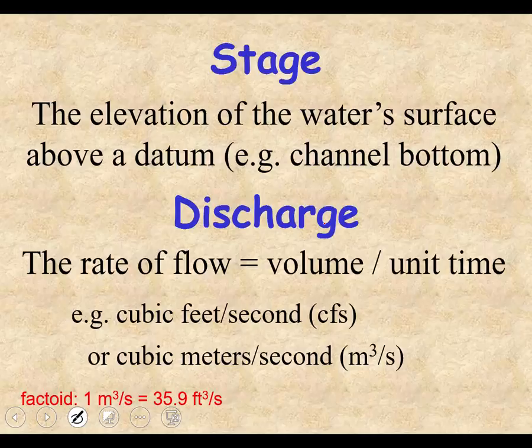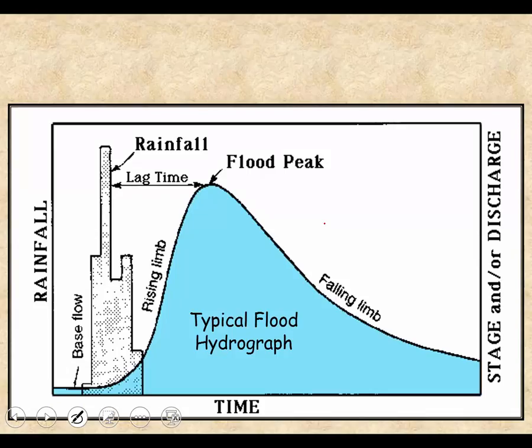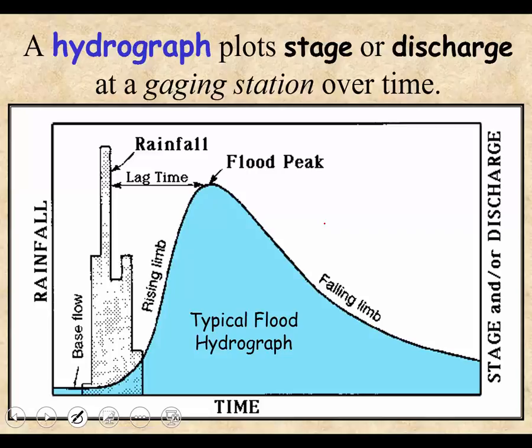Because if we know the stage at a particular place, we've got no way of predicting what that stage will be downstream. If we know the discharge at that place, we can predict the discharge and therefore the stage downstream. Okay, so we're going to be talking about discharge, even though really stage is the thing that maybe we're most interested in. So here we have a hydrograph which plots either stage or discharge at a gauging station over time.